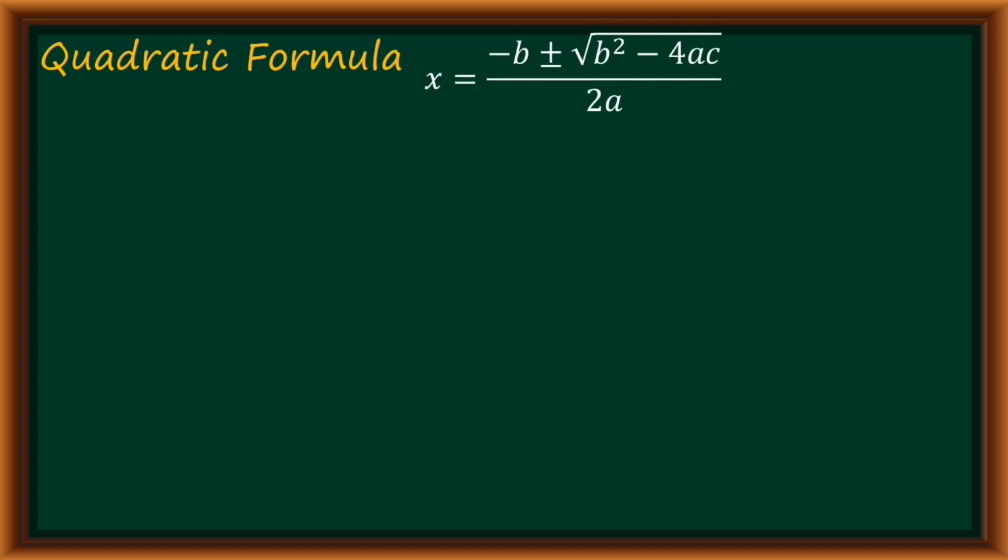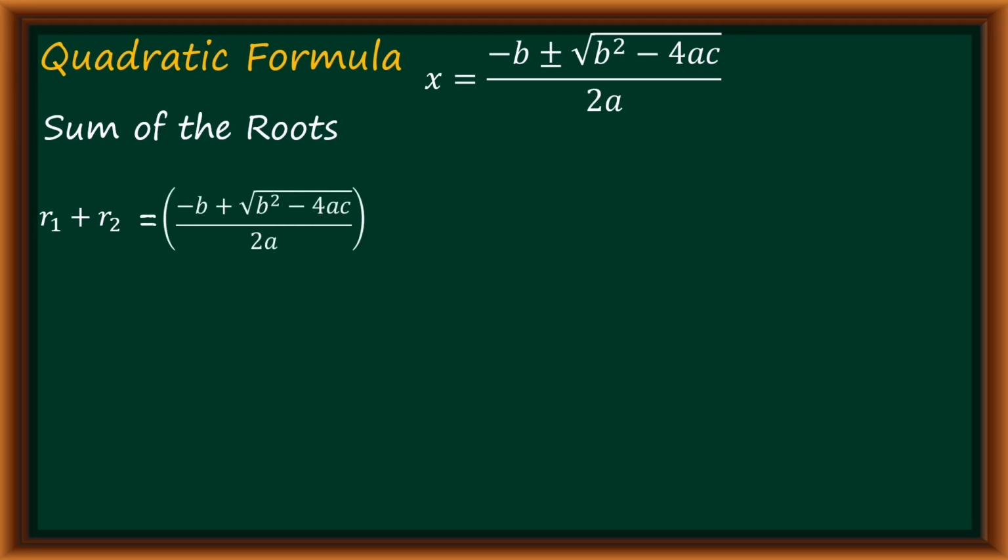To start our discussions, in the quadratic formula, x is equal to negative b plus and minus the square root of b squared minus 4ac all over 2a, let us derive the sum of the roots. Let us denote the sum of the roots as r sub 1 plus r sub 2. From the quadratic formula, let us separate the roots as negative b plus the square root of b squared minus 4ac all over 2a, and the other one is negative b minus the square root of b squared minus 4ac all over 2a. As you notice, the roots of the quadratic equation are now presented as fractions having the same denominator of 2a.